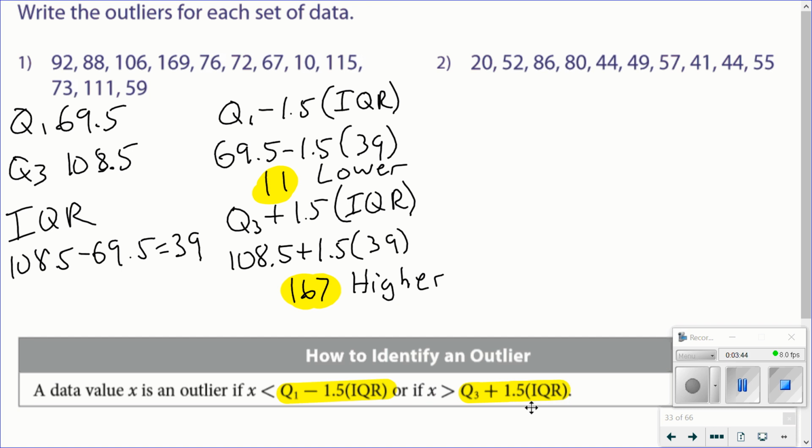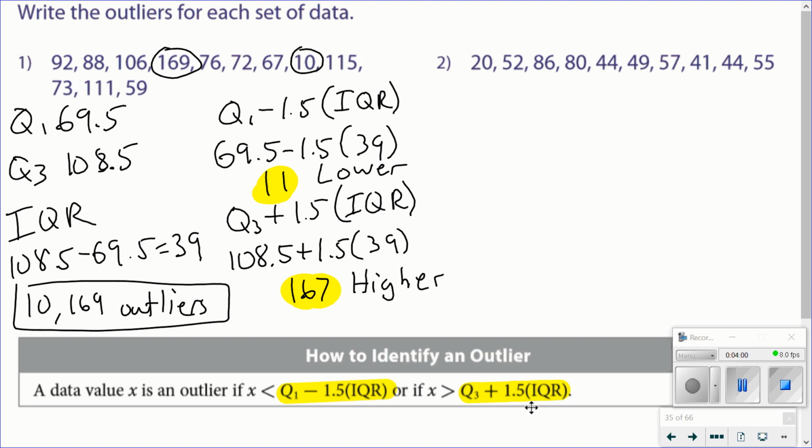Now I go back to my data set, and I see that I have 10 and 169. So both of those are beyond 11 and 167. So those are going to be my outliers. So I just write that down, and I say 10 and 169 are my outliers.